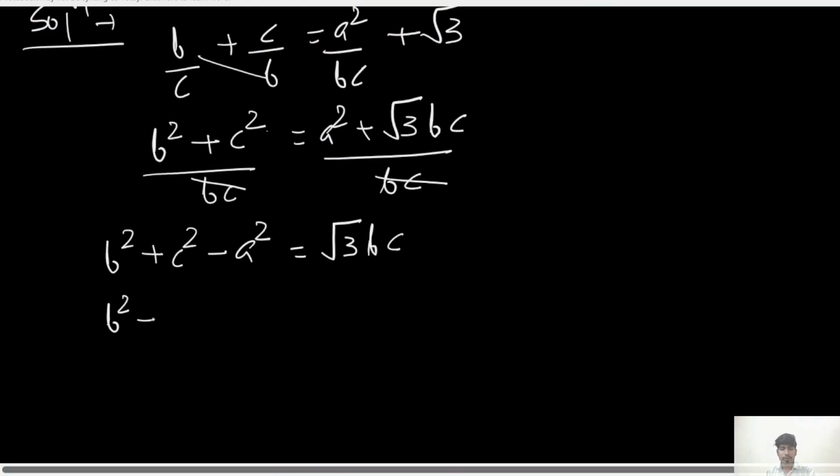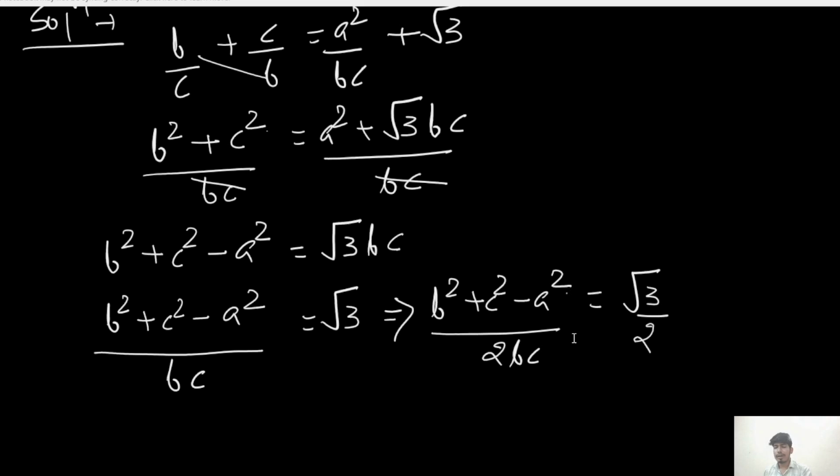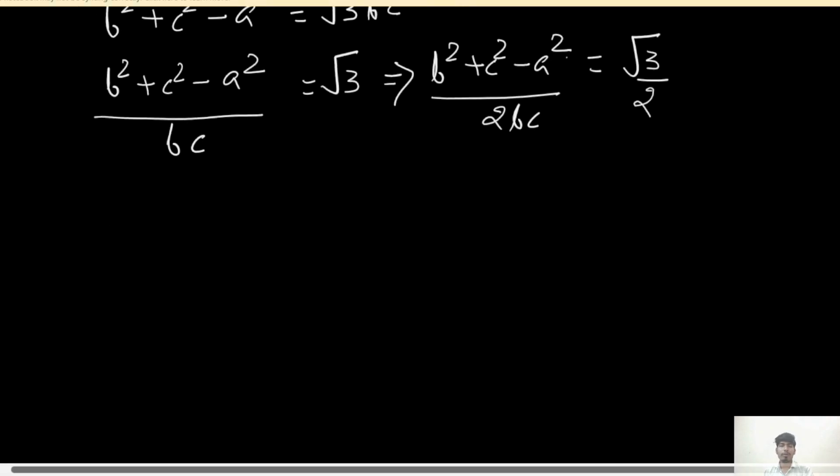Then (b² + c² − a²) is divided by bc, with bc going to the denominator. Then what do we get? (b² + c² − a²)/bc = √3. Then divide both sides by 2. Okay, then what do we get? (b² + c² − a²)/2bc = √3/2. Okay students, and we know a formula.